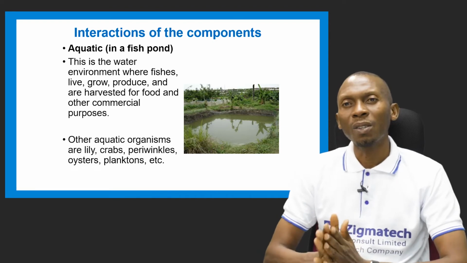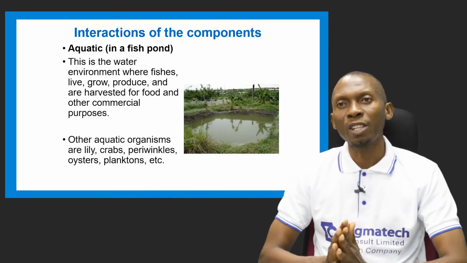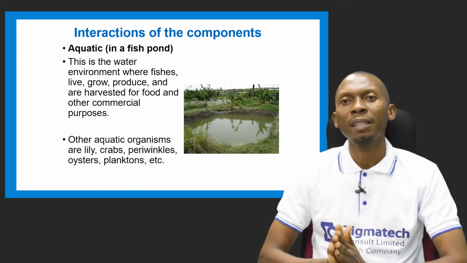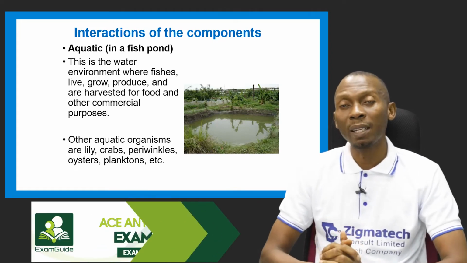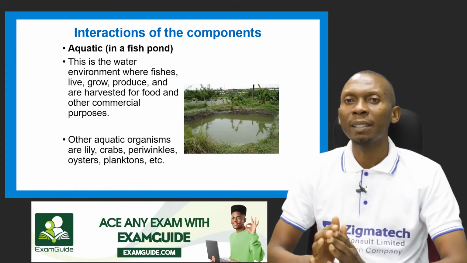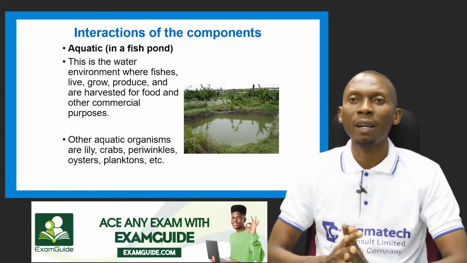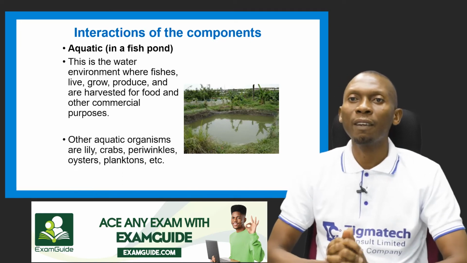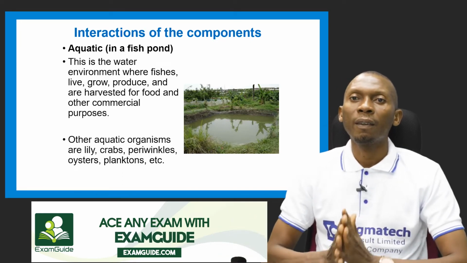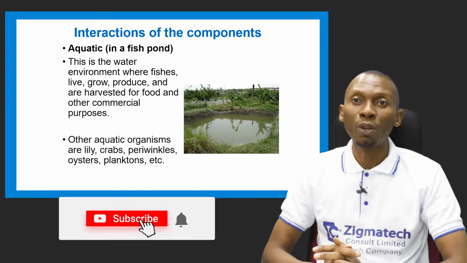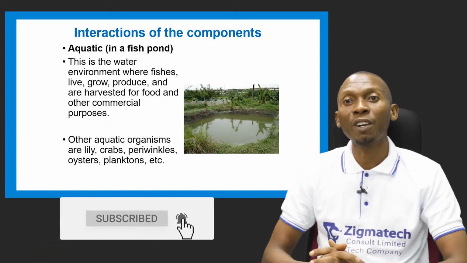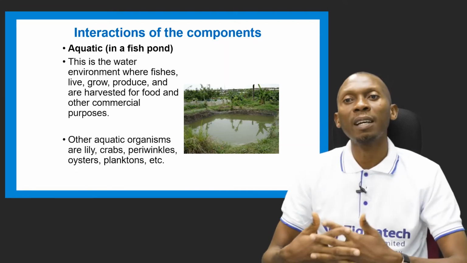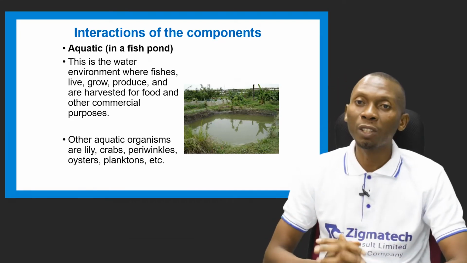Okay, let's look at another interaction of the components of an ecosystem. Here we're looking at a fish pond, which is an aquatic habitat. Let's look at the interaction of the biotic and the abiotic factors or components in a fish pond. Now, what is the fish pond? It is a water or aquatic environment where fishes live, grow, reproduce, and are harvested for our food or for commercial purposes.